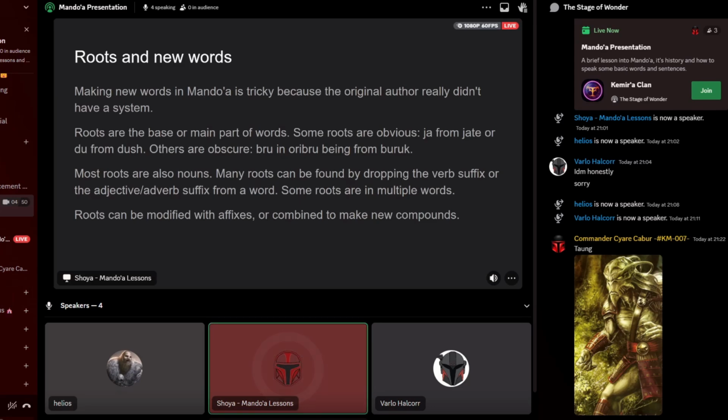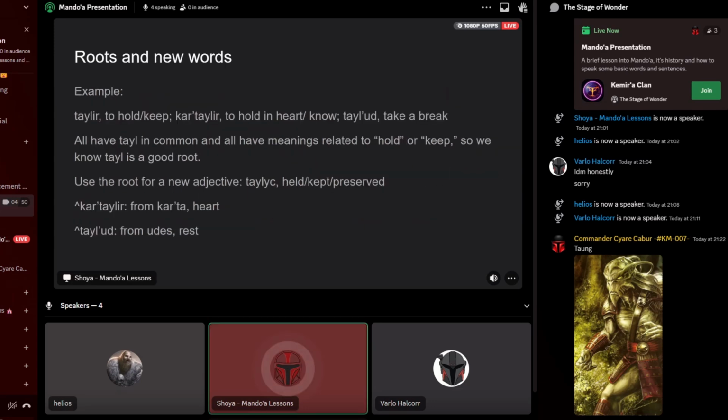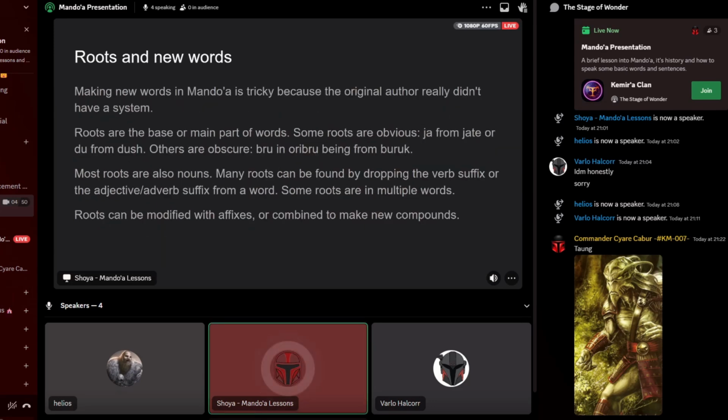Sometimes you'll find a root in multiple words. I have no idea what that means. I should really rewrite this thing. Roots can be modified with affixes, as I've mentioned before, like adding ori, or combined with other roots to make a compound. One second, I need to take a drink. Any questions?